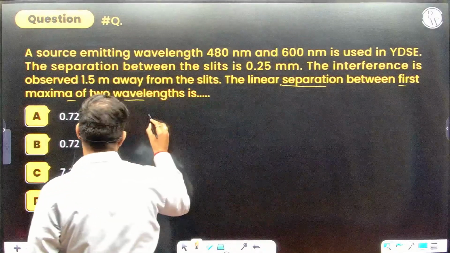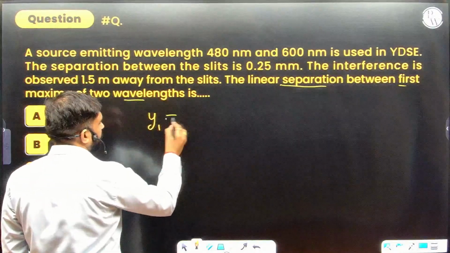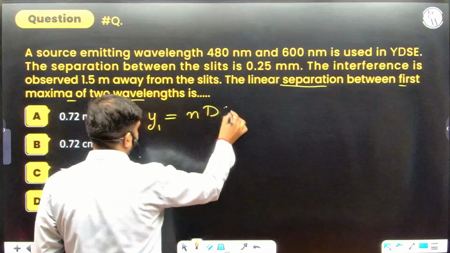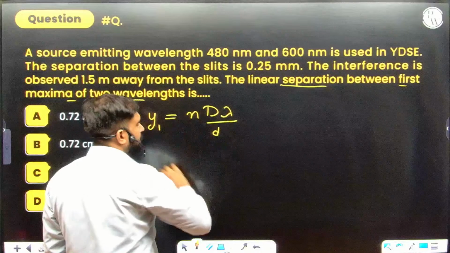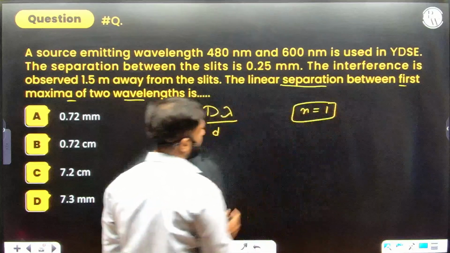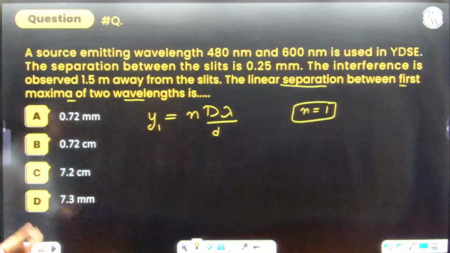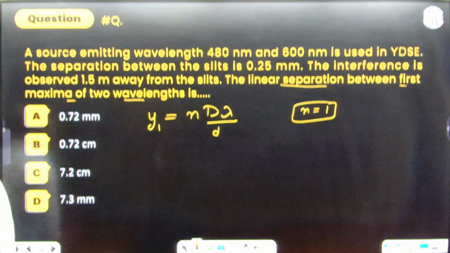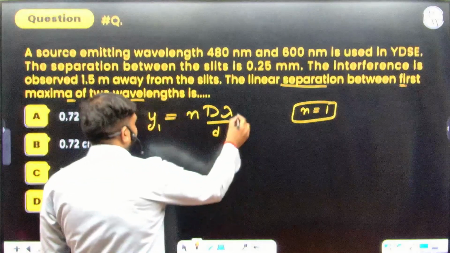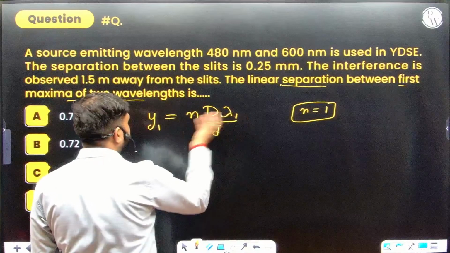corresponding to its lambda. So I'll write the general formula of maxima is n D lambda by d. For the first maxima, it will be n equals 1. They are not asking for the central bright fringe, otherwise there would be no separation, correct or not? They are asking the first one. So n equals 1. And if it is a different lambda, then I'll put a different lambda.